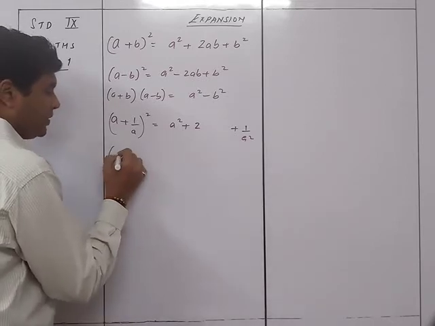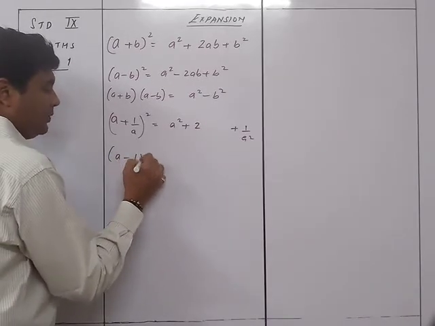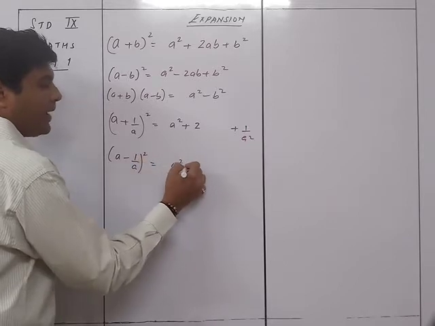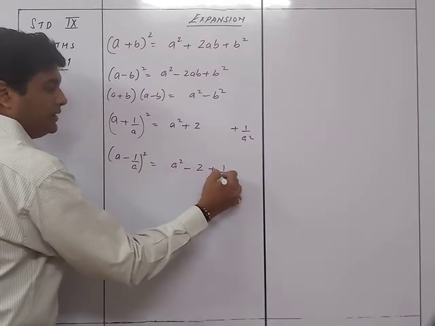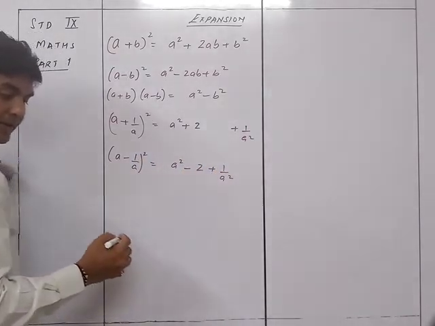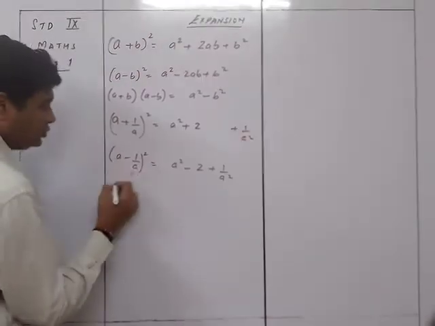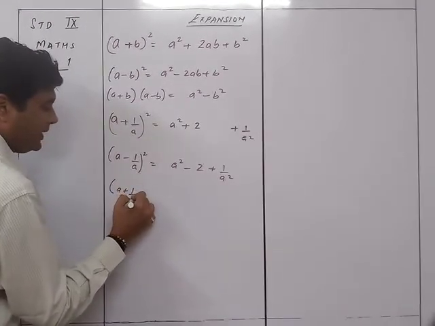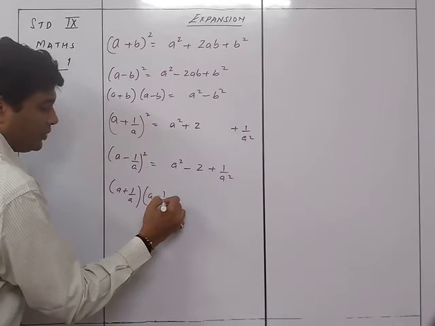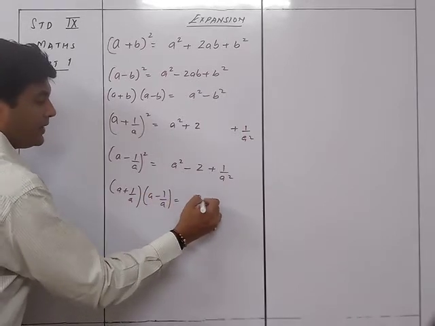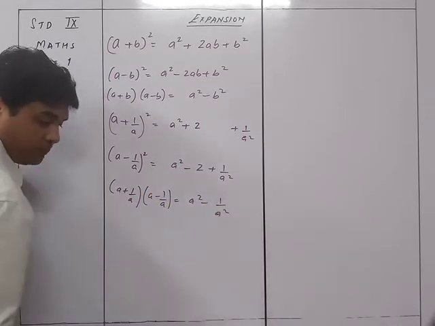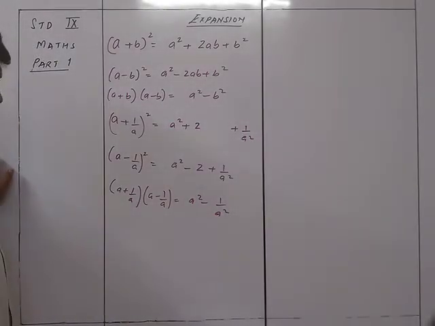Okay, similarly you have a minus 1 upon a the whole square, which will be a square minus 2 plus 1 upon a square. And the next one will of course be a combination of these two: a plus 1 upon a into a minus 1 upon a will give you a square minus 1 upon a square. So these are the first 6 of them.